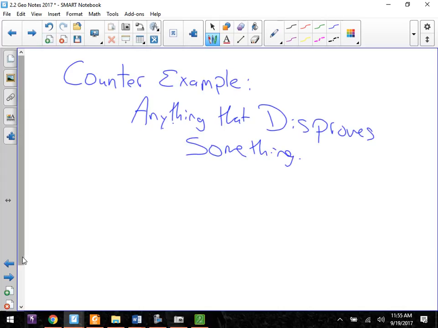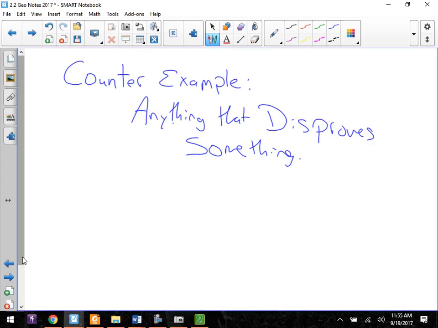Anything that disproves something. Doesn't matter what it is. We use statements. We use diagrams. We use definitions. We need anything. So for the example we just did, where we talked about if two angles are supplementary, then they are a linear pair.